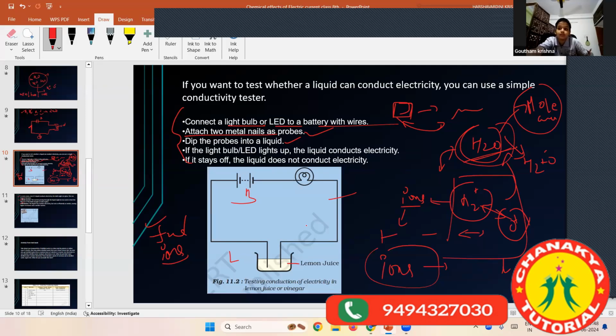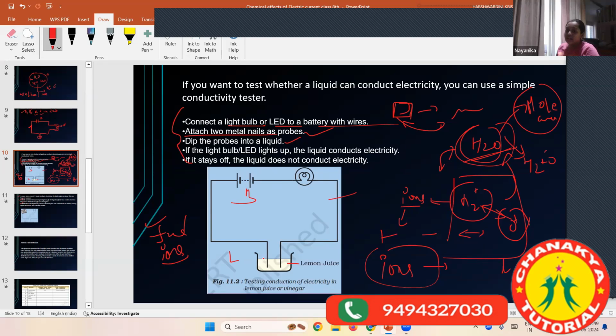To give electricity, ma'am. Powering the circuit, ma'am. Or giving electricity. Okay. Then what is the use of the lemon juice here? Ma'am, the lemon juice acts as the wire as well. It's not giving the energy. It just has free ions which allow the current to pass through.